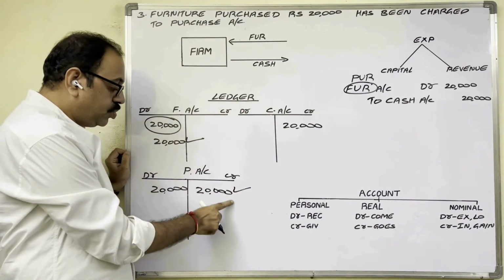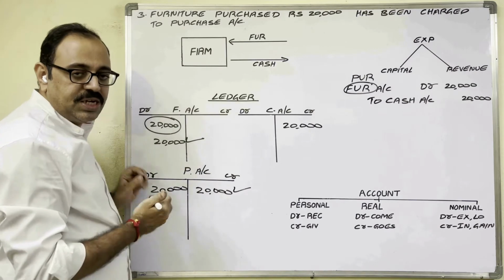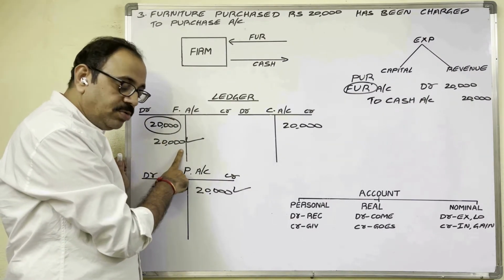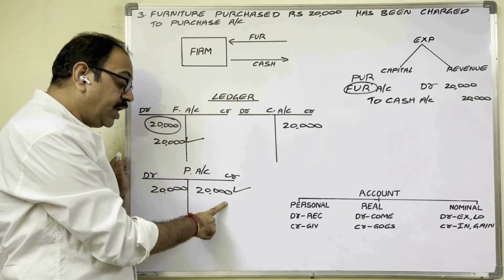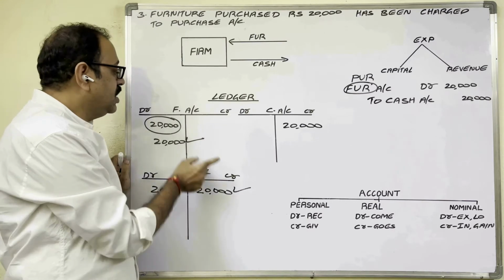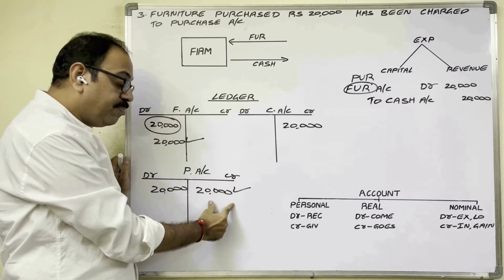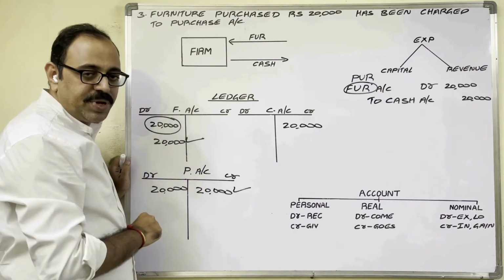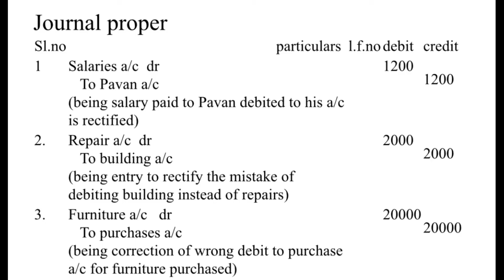So based on these two answers, let us frame the journal entry. In the furniture account, on the debit side we should post 20,000. In the purchases account, on the credit side we should post 20,000. Then the rectification of error entry is furniture account debit to purchases account. Let us see how it appears in the journal proper. Third entry: furniture account debit to purchases account 20,000, 20,000. Narration: being correction of wrong debit to purchase account for furniture purchased.